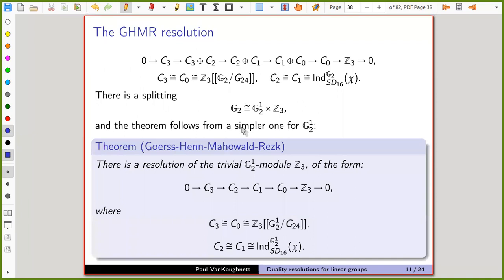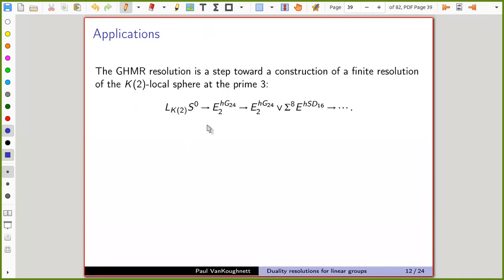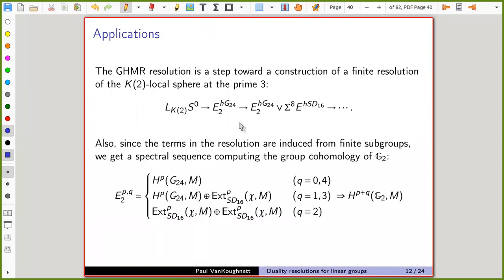Okay, so each of these modules that we saw in the resolution is related to a certain spectrum, which is the homotopy fixed points of some finite group acting on E2. And this gives you a finite diagram whose limit is the K2 local sphere. Right, and so here's kind of what the spectral sequence looks like. So this is now a 5-line spectral sequence. It's concentrated in lines 0 through 4, and each of the terms is either the group cohomology of G24 acting on M or Ext out of this representation of SD16 into M.